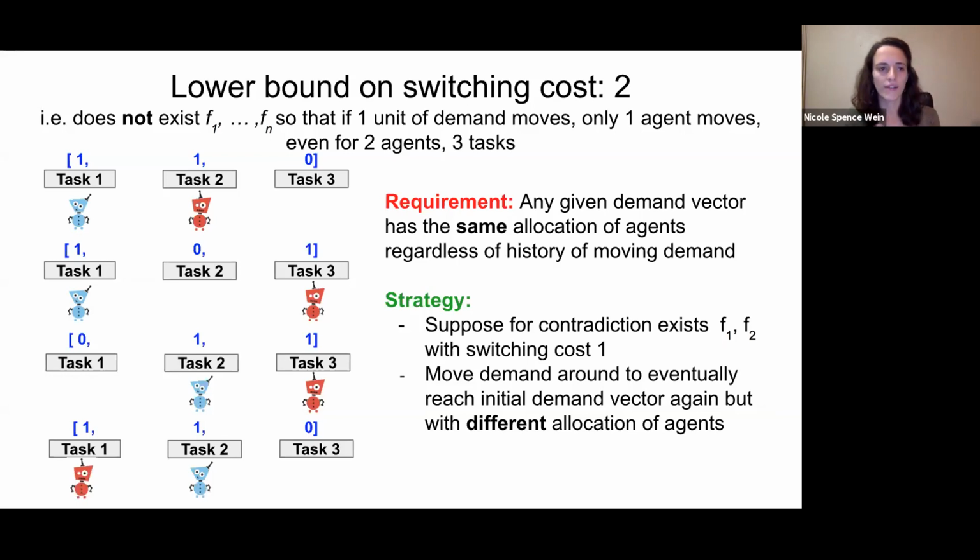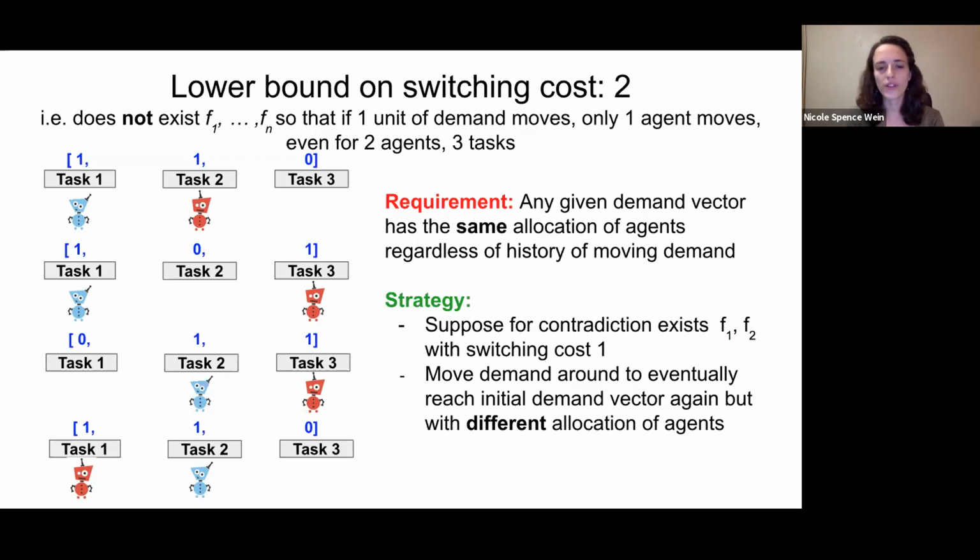And so we have this allocation of agents, which is different than our initial allocation, even though the two demand vectors are the same. So this is a contradiction and shows that you cannot achieve switching cost just 1. It has to be at least 2.